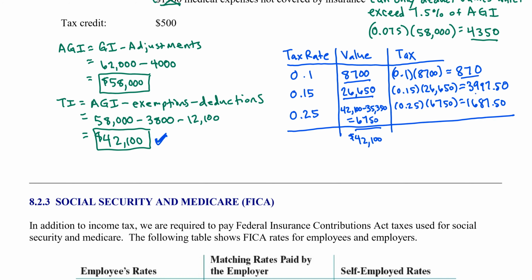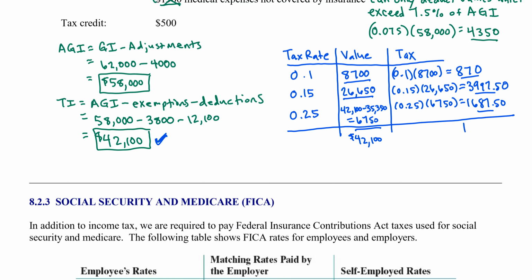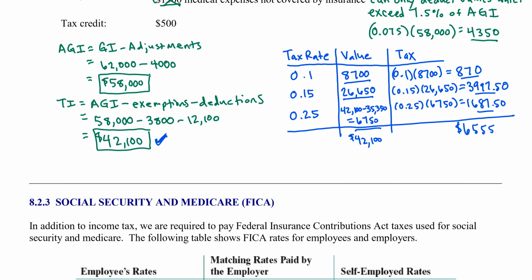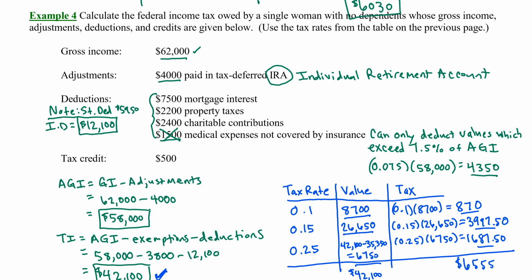Then we're going to add all of her tax values, and this will be the total income tax calculation for her taxable income. 870 plus 3,997.50 plus 1,687.50, and we get $6,555. But wait, there's one last detail we don't want to overlook from this problem that we haven't seen before.